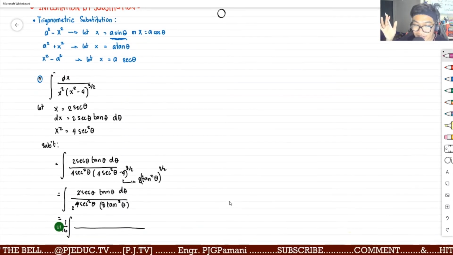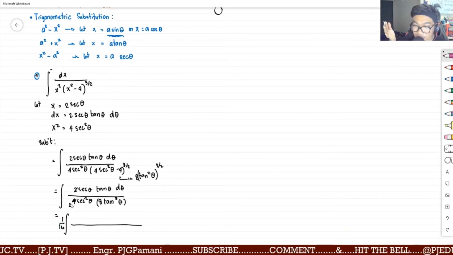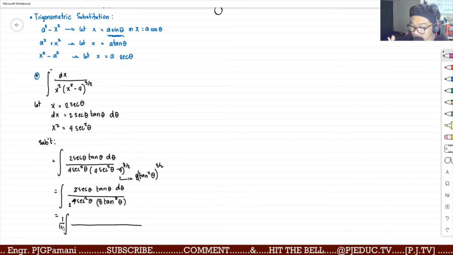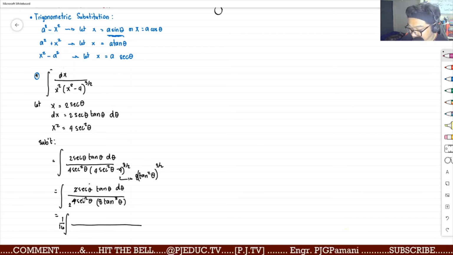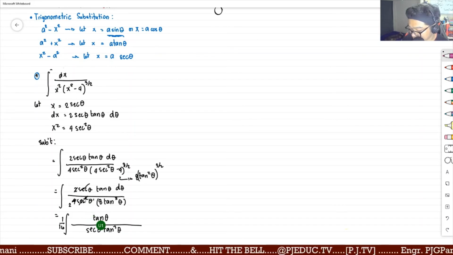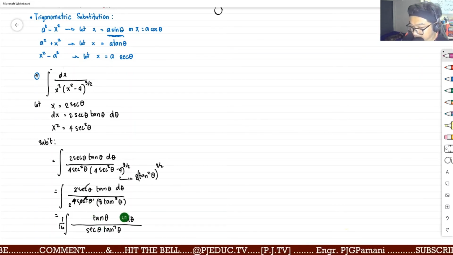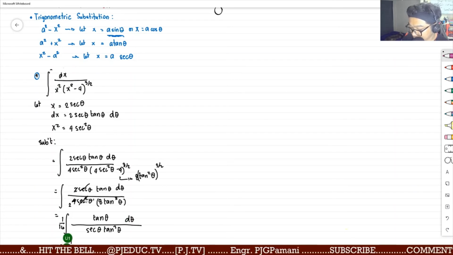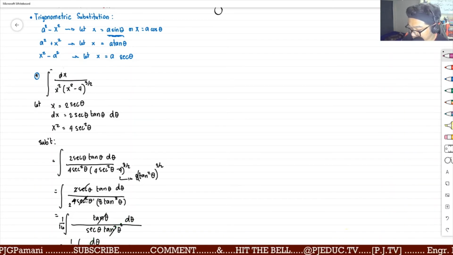Susundan ba yung constants? 2/4 is 1 half. 1 half times 8 is 1/16. Labas ko na yung constant, kaya 1 over 16. Tapos, secant squared. So, meron tayong isang secant sa baba, tapos tangent na lang yung nasa taas. Tangent cube theta d theta. Or, again, that is 1/16 of, cancel, is d theta over secant theta tangent squared.